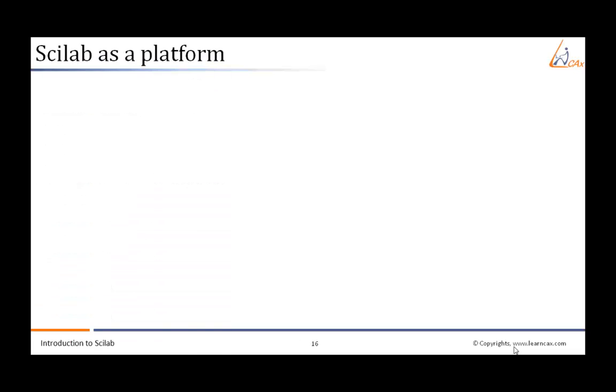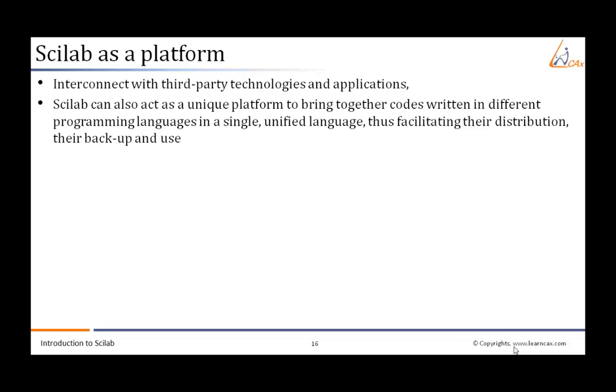And Scilab acts as an excellent platform if you are going to do programming languages using third-party technologies and applications. So Scilab can act as a unique platform to bring together codes written in different programming languages. It can generate a unified language, thus facilitating their distribution, and we can also back up the program using Scilab.